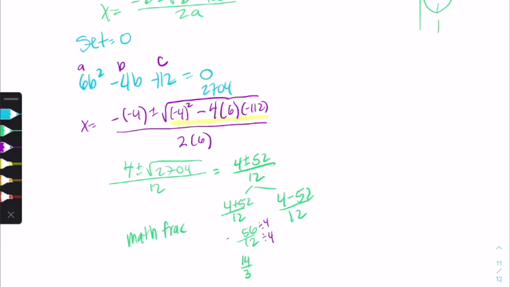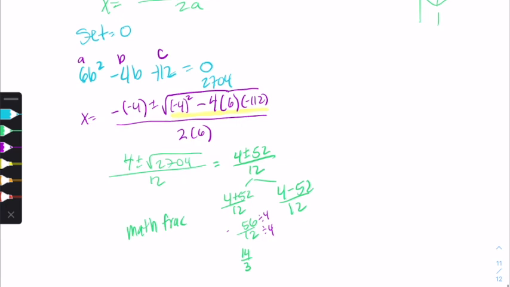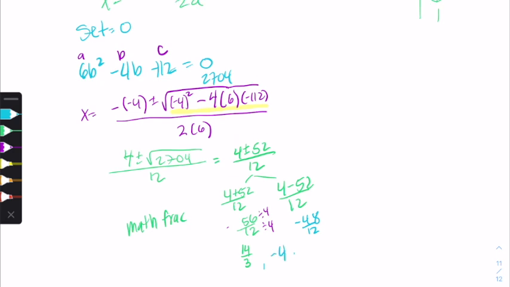If we do 4 minus 52, make sure that you get your correct sign. So this will be negative 48 over 12. And negative 48 over 12 reduces, 12 goes into 48 4 times. And it's still negative. So then these are our two answers for, in this case it's b, because our variable was b.